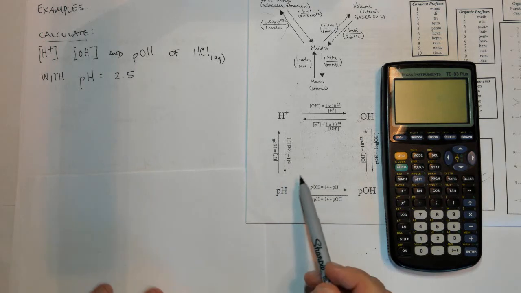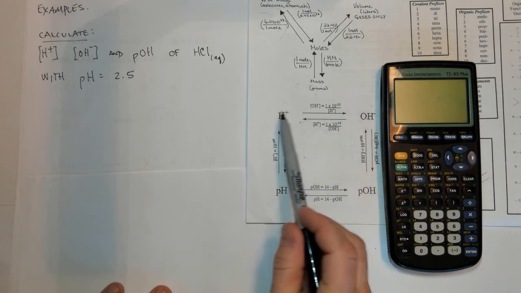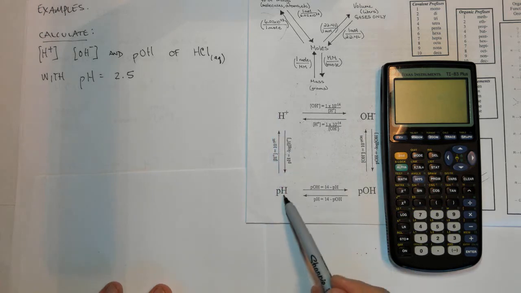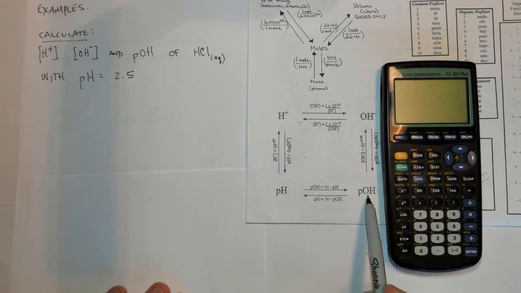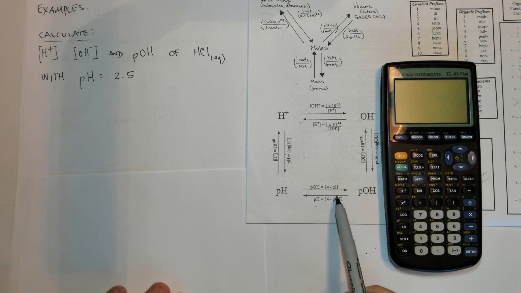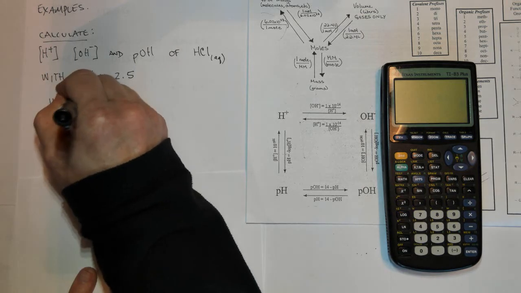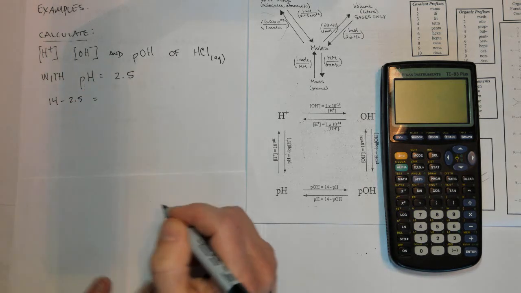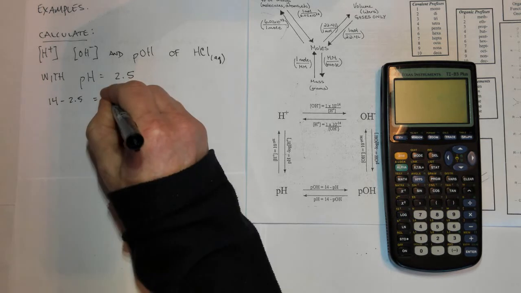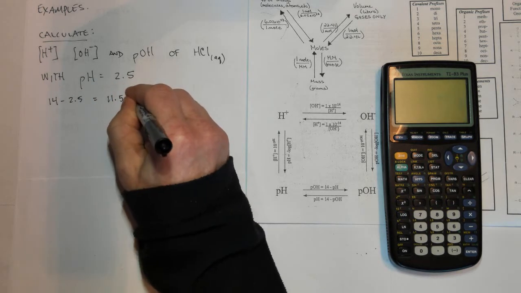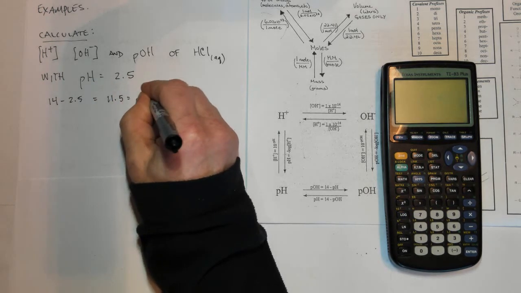And then you realize that you've got to find all other 3 species in there. And the easy one to move to from pH is pOH. And notice I can go from pH to pOH by doing 14 minus the pH, because pH plus pOH equals 14. So 14 minus 2.5, that should give me 11.5 for my pOH.